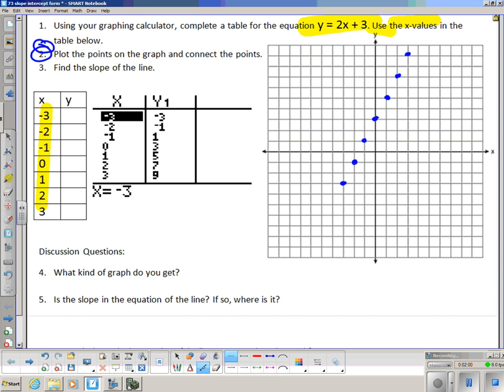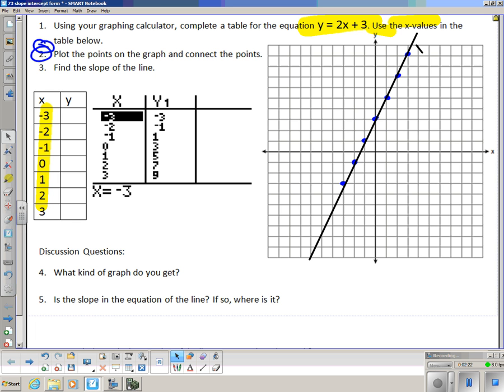So we're going to make a nice line out of this. Okay, let me just make this better on the end here. Get rid of that. Okay. And there's our line, roughly. And then the discussion questions are really important.